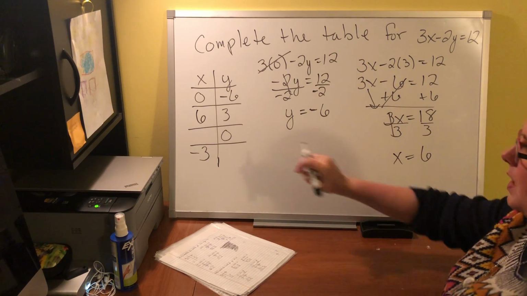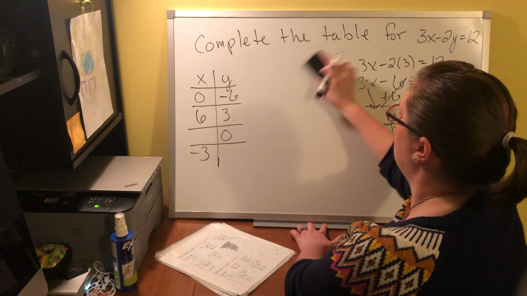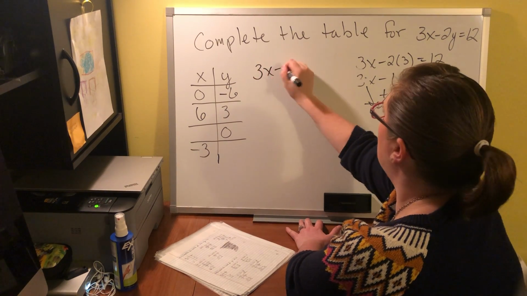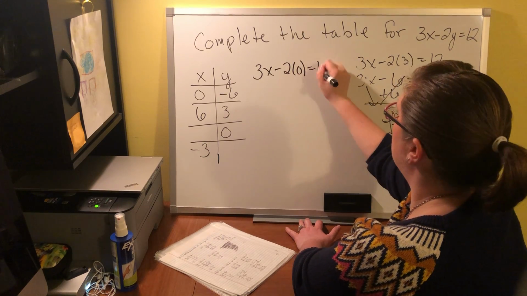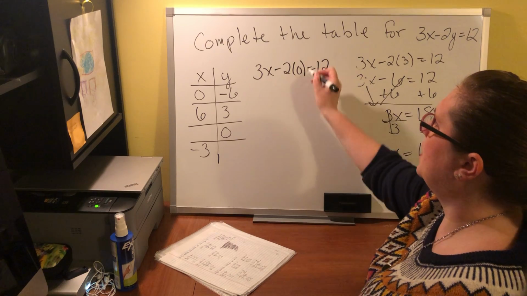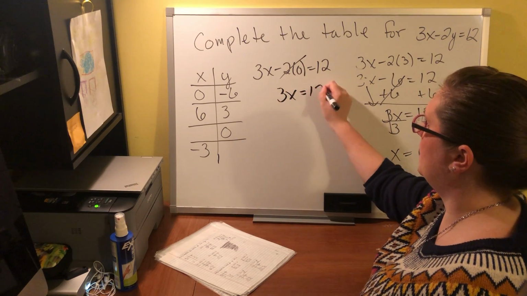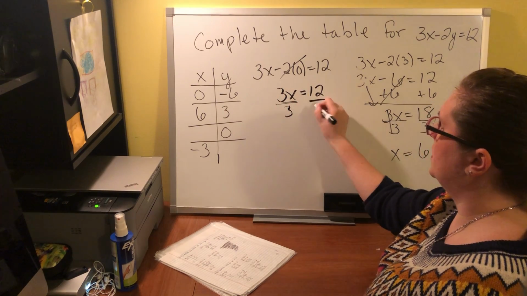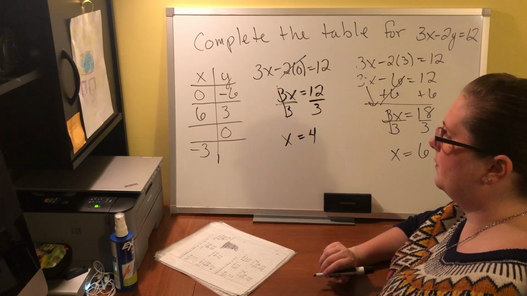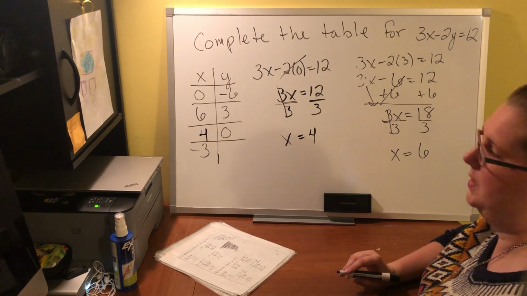So this would be 6, 3. We need to do the next value. Next value is 0. So I have 3x minus 2 times 0 equals 12. 2 times 0 cancels and becomes 0. So we bring down the 3x equals 12. We divide both sides by 3. So x is 4. So here we would have a point of 4, 0.